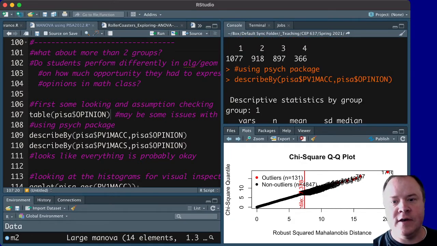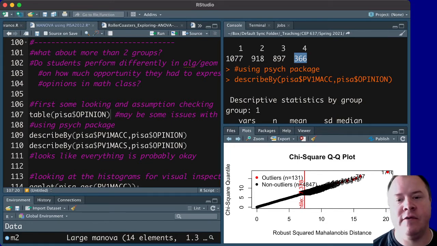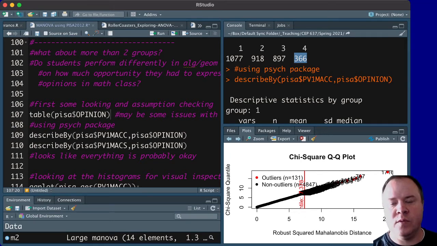As you see here, the group with a 1 has 1,077 students who responded with a 1 for the opinion variable, 918 with a 2, 897 with a 3, 366 with a 4. And in this case, 1 means that they pretty much always had opportunities to express their own opinions in math classes, whereas number 4 means that they never or very rarely had the ability to express opinions. So this last group, 366, could be something to look out for.